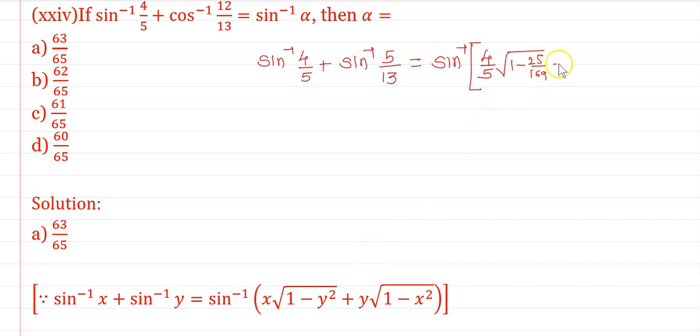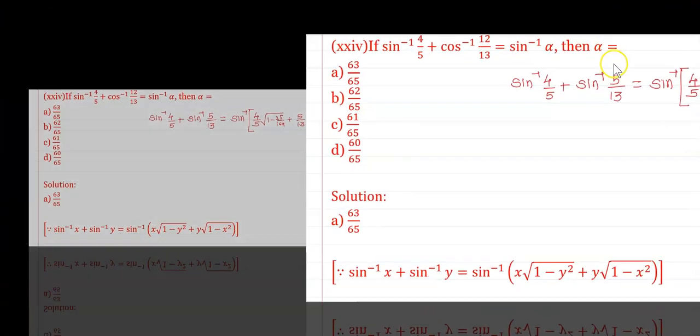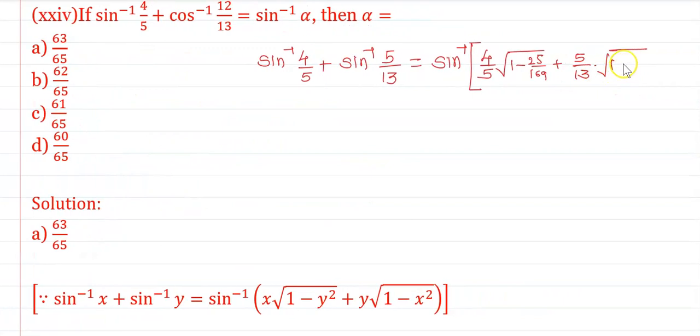Okay, and the plus y. Y means what? 5 upon 13 into root of 1 minus x square, that is 1 minus 16 upon 25, and this equals to sine inverse of, okay, if we simplify this, then you will get 4 by 5, that is 169 minus 25, 144 upon 169. If we take its square root, then you will get 12 upon 13.